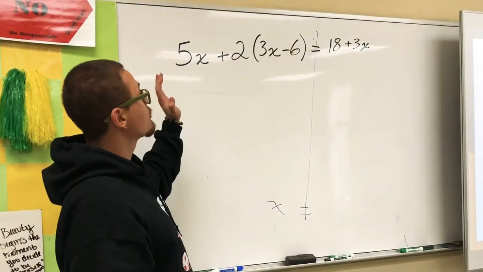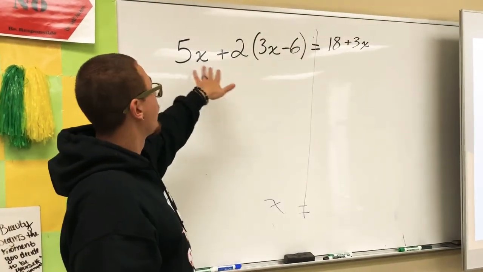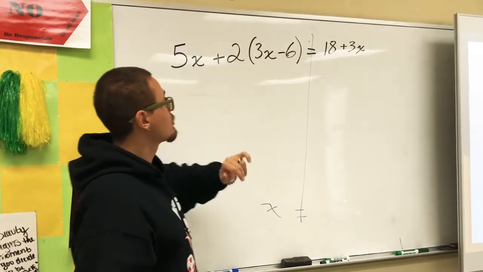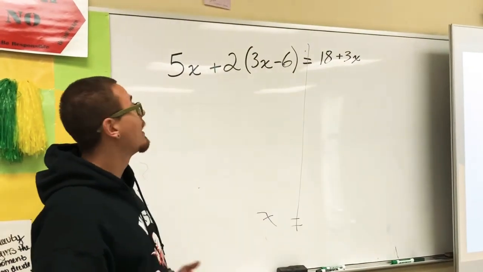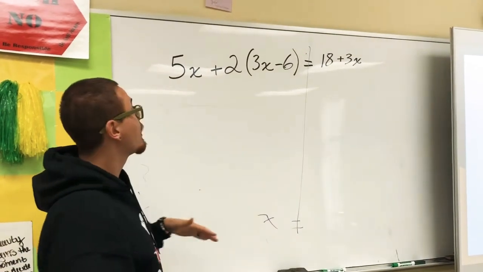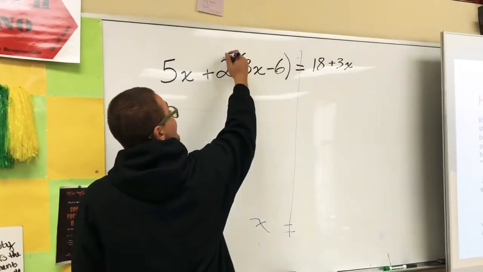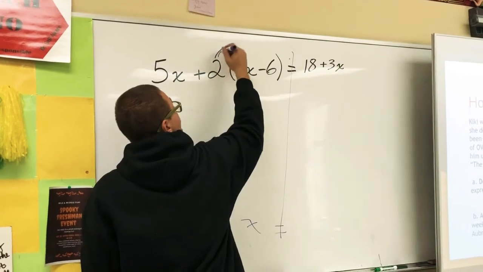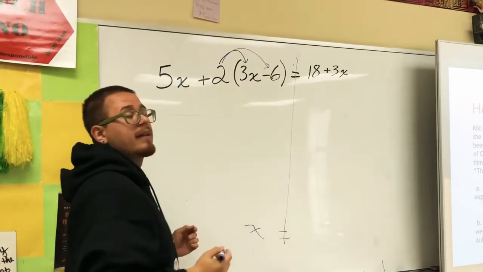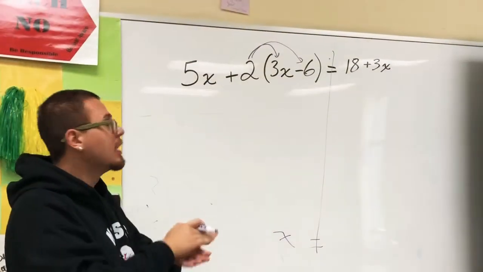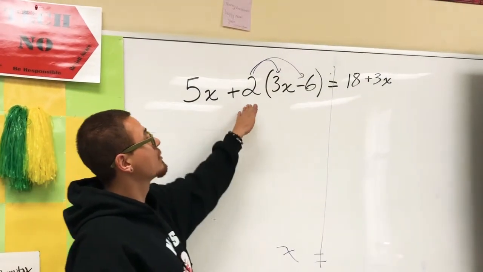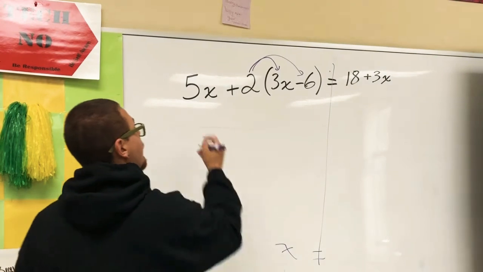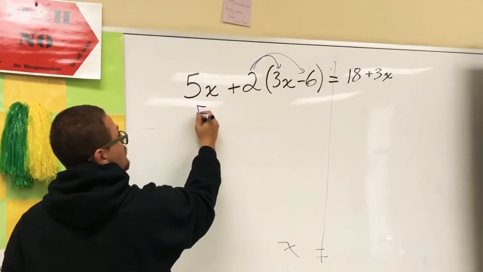For this equation, I see I got a lot going on. I got variables on both sides of the equation, and multiple variables on the left side. I got the distributive property, and that's what I'm going to start with, simplifying using the distributive property. I'm going to take this 2 and multiply it by the 3x, and multiply it by the -6. The distributive property says take the number on the outside of the parentheses and multiply it by everything on the inside. I'm not going to do anything with this 5x yet, so it just comes on down.